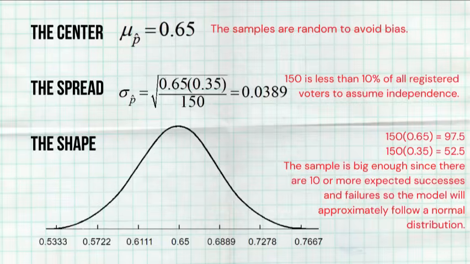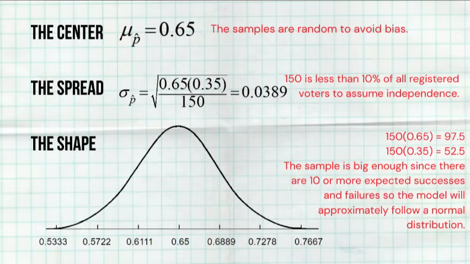Now, I actually built the sampling distribution for you on this page. We see the shape is normal, the center is 0.65, then I went up 1, 2, 3 and down 1, 2, 3 standard deviations of 0.0389, because remember, if you have a normal distribution, you have the mean in the center and you go up 1, 2, 3 and down 1, 2, 3 standard deviations. So this model allows us to see what all possible p hats are going to look like.